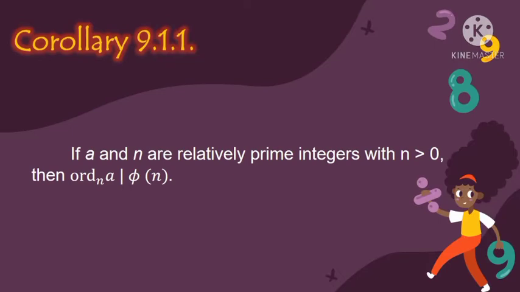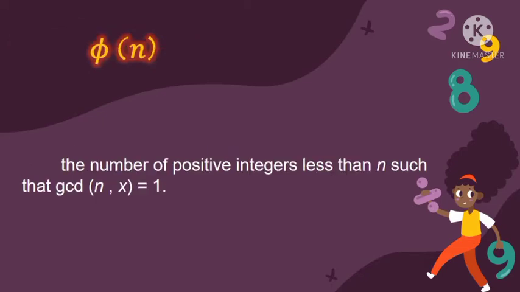By corollary 9.1.1, if a and n are relatively prime integers with n greater than 0, then the order of a modulo n divides phi of n. If you forget phi of n or how to get phi of n, it is simply the number of positive integers less than n such that the GCD of n and x is equal to 1.